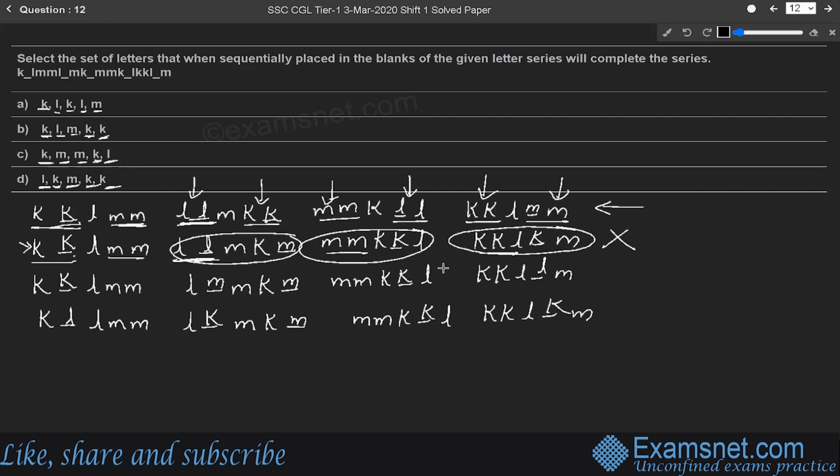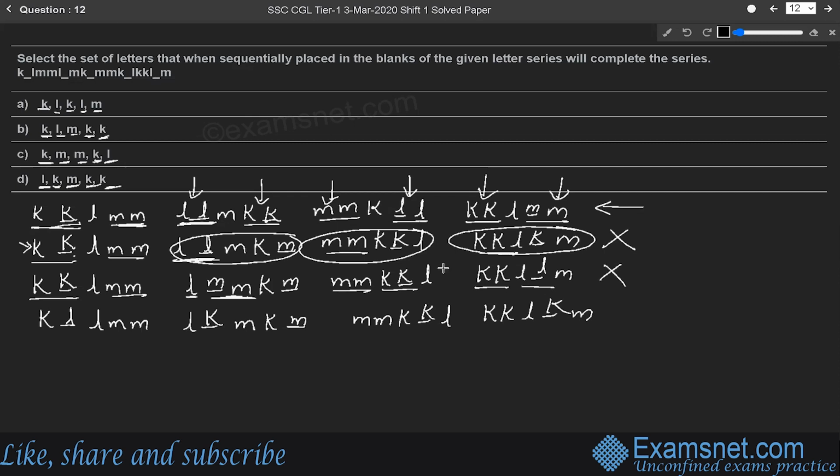Okay. So now let us look at the third option. In the third option, in the first part, K and M are repeated. Okay. In the second part, only M is repeated. And that is also in the middle, meaning leaving one alphabet, M is repeated. Okay. Again, M is repeated and K is repeated. And K is repeated and L is repeated. Here also, no sequence is followed. So this is also wrong.